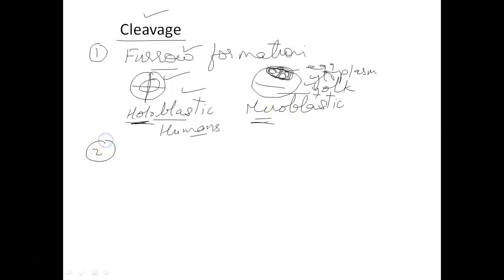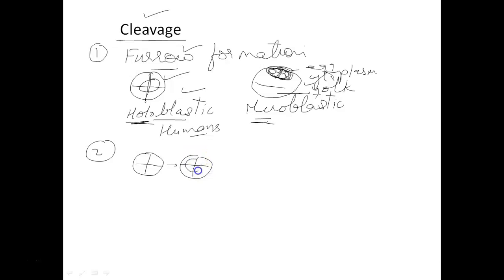The second way of classifying cleavage pattern is on the basis of the fate of the germinal layer. When cleavage occurs, in later stages, depending on whether the animal is diploblastic or triploblastic, the embryo will form either two or three germinal layers. Like this is the zygote, and the cleavage is occurring. These two cells will form four cells, and four cells will form eight cells.